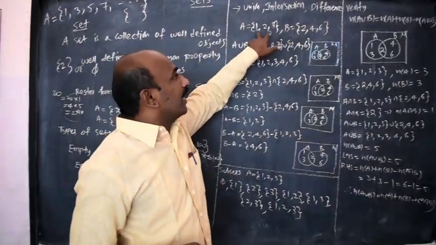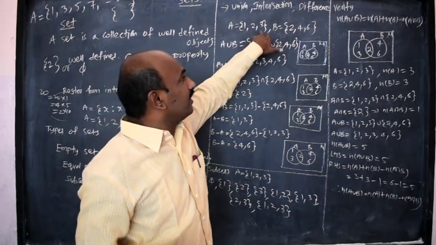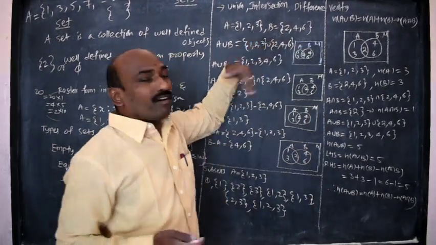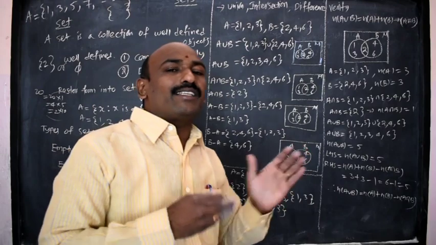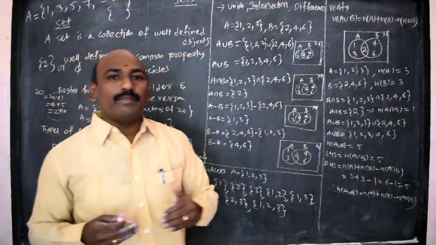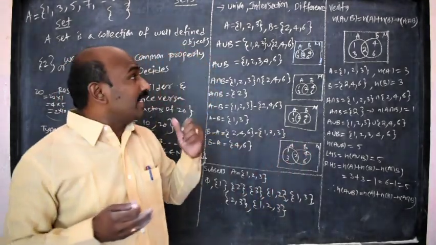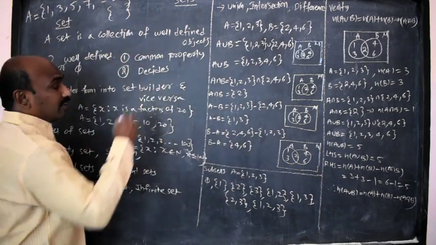Why? Because here the elements are different. Here 1, 2, 3 is there, and here 2, 4, 6. The elements are not the same. Every element in A is also an element in B, and every element in B is also an element in A, then both are equal sets. Those are the definition of equal sets.